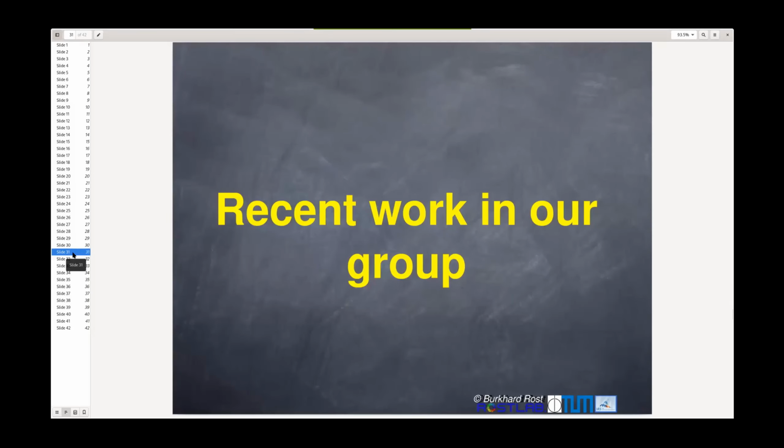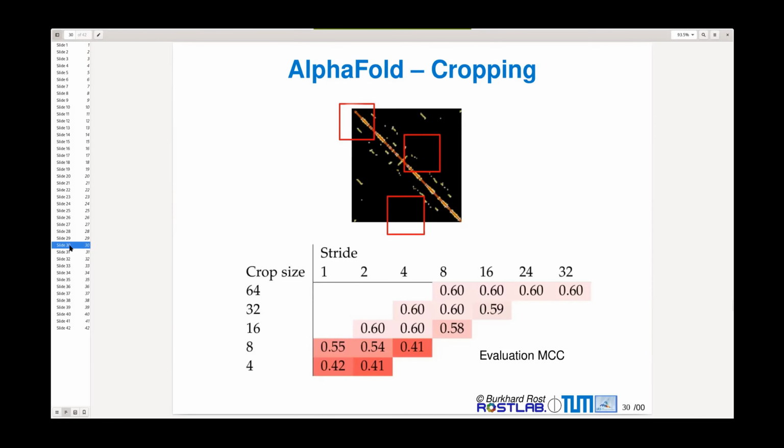All right, and that would bring us to recent work from our group. Are there any questions on AlphaFold and the techniques explained?